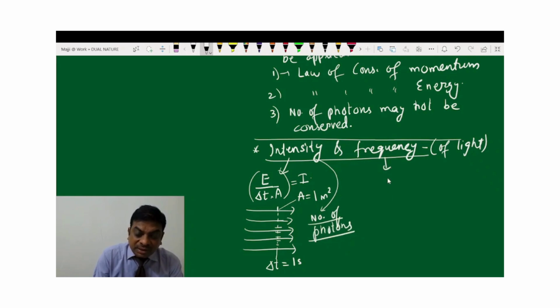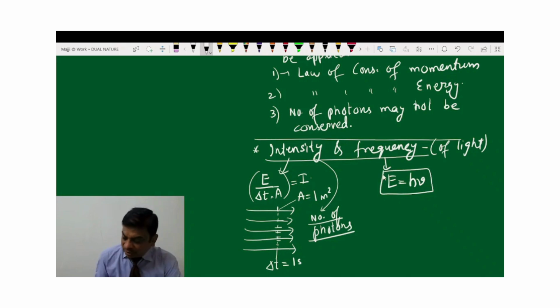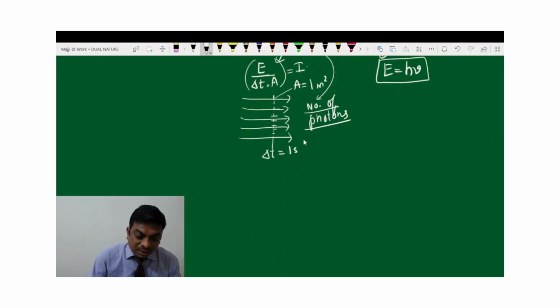Then frequency decides the energy of each photon. Every single photon carries a certain energy, h into nu, where h is Planck's constant. It's a universal constant, students, and nu is the frequency. So if we are changing the frequency, we are essentially changing the energy of every single photon coming out of the light source. And if we are changing the intensity of the light source, then we are changing the number of photons coming out from the light source per unit time and per unit area. Is it okay, students? I hope that's making sense, right?